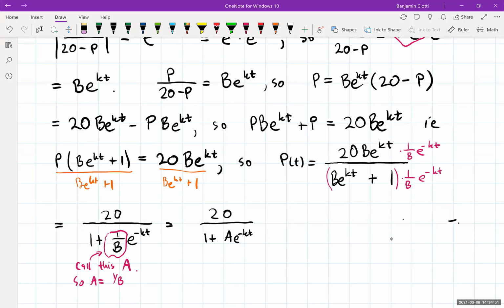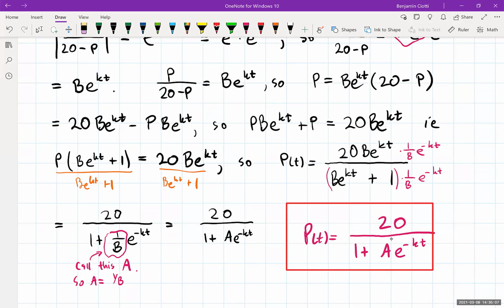Yeah. So cool. We found our answer, right? So P of t is 20 over 1 plus A e to the negative kt. And we have solved the logistic equation. Whew, okay, that's the hardest thing I wanted to do today, the long derivation.